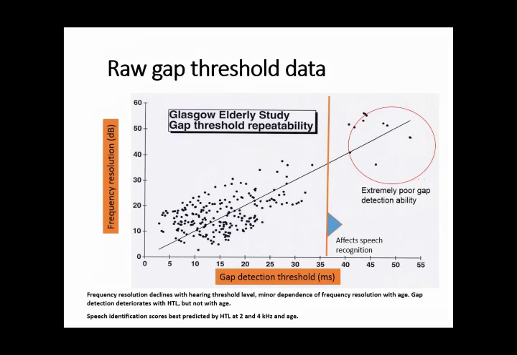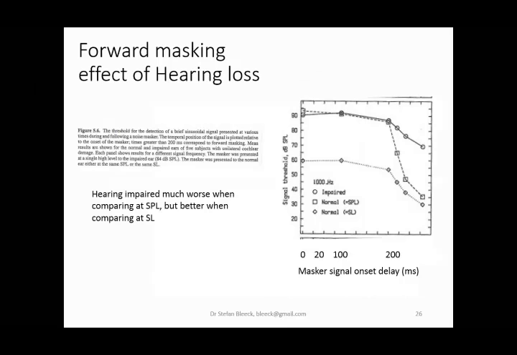So you know more about that than when you say somebody is 65 years or 75 years old. The age is not a good predictor for all of these measures, but the hearing threshold level is. Yeah? So just because you become older doesn't mean that you have worse gap detection thresholds. Okay.